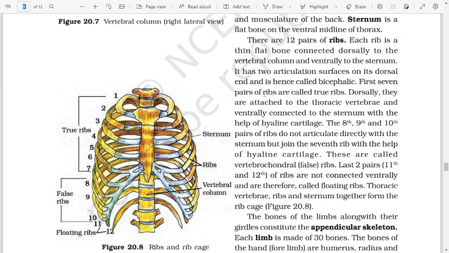The first seven pairs of ribs are called true ribs. Dorsally, they are attached to the thoracic vertebrae and ventrally connected to the sternum with the help of hyaline cartilage. The 8th, 9th, and 10th pairs of ribs do not articulate directly with the sternum but join the 7th rib with the help of hyaline cartilage. These are called vertebrochondral false ribs. The last two pairs, 11th and 12th, of ribs are not connected ventrally and are therefore called floating ribs. Thoracic vertebrae, ribs, and sternum together form the rib cage.